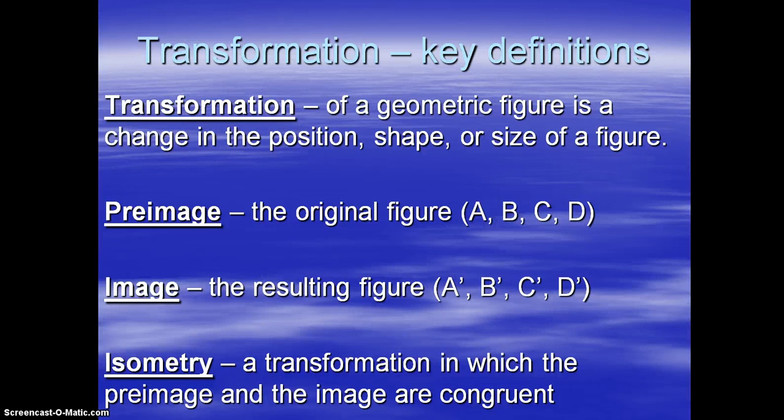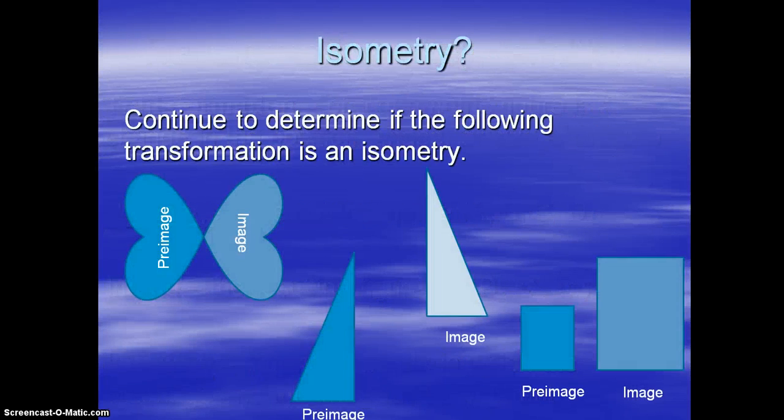Now, some of our transformations are called isometries. This is when we perform our transformation and everything about the pre-image and the image are exactly congruent. So let's take a look and determine if we have isometries. In this first one, the one on the left with the two hearts, if we were to reflect it, you would see that you have the exact same thing. So this is considered an isometry.